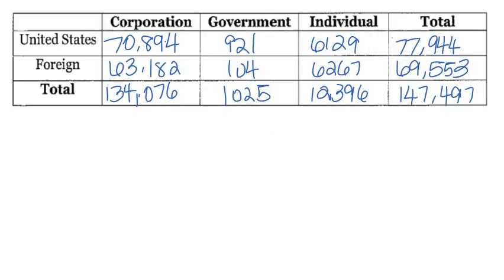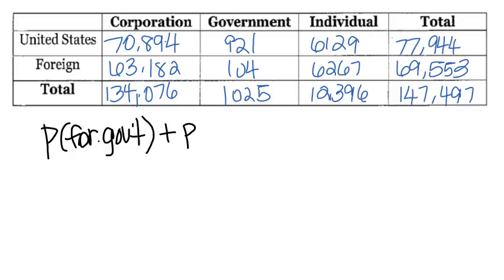Okay, and then we have our final question about this particular set of data. The probability of getting a patent issued to a foreign government or an individual from the United States. So let's write this out. We have the probability of a foreign government. There's that keyword there, or, means to add. The probability of a U.S. individual.